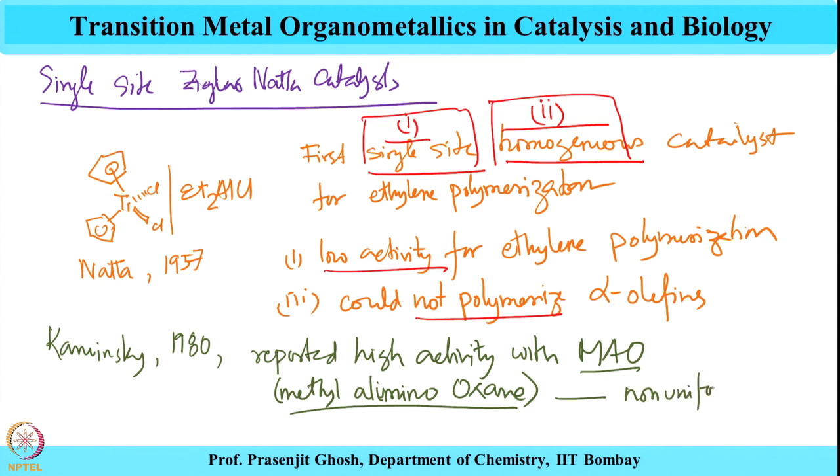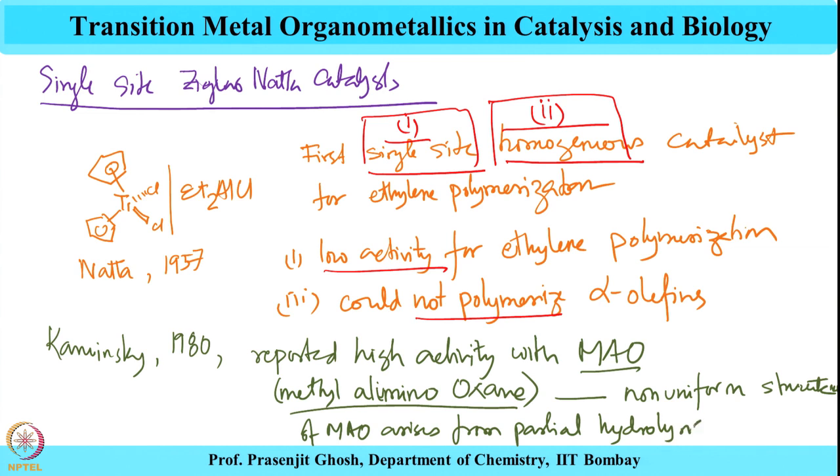Structurally it was a non-uniform structure of MAO, which arises from partial hydrolysis of triethyl aluminum. At that time this is what led to enhancement of reactivity for homogeneous catalysis, which was originally reported by Natta.